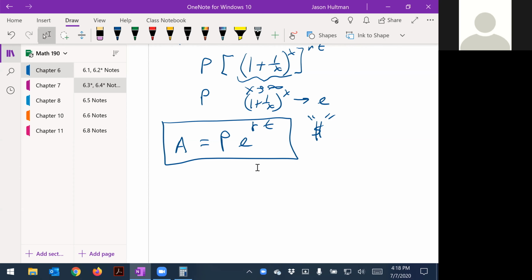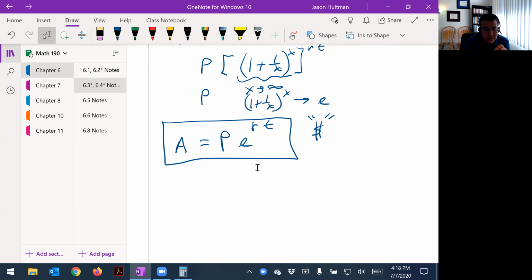By the way, they did this before calculus was ever invented. Jacob Bernoulli ran these numbers, basically around the same time. He just did this by hand. He didn't do this using calculus. Now we can prove this using calculus.